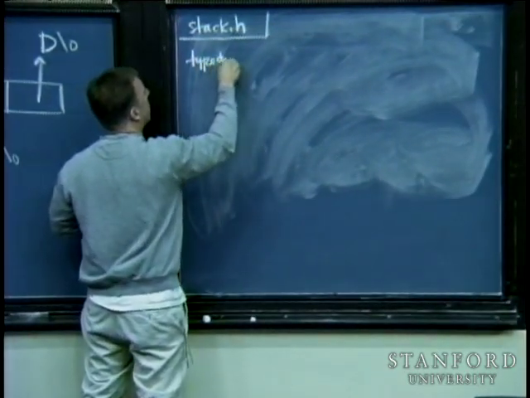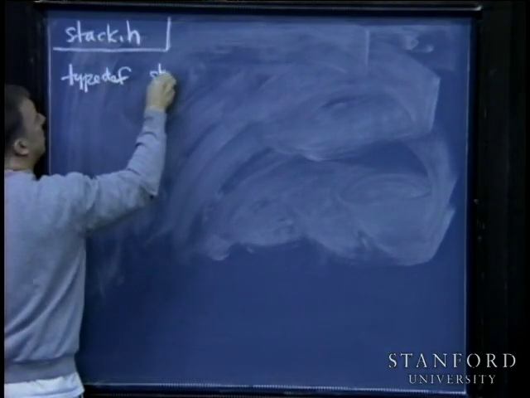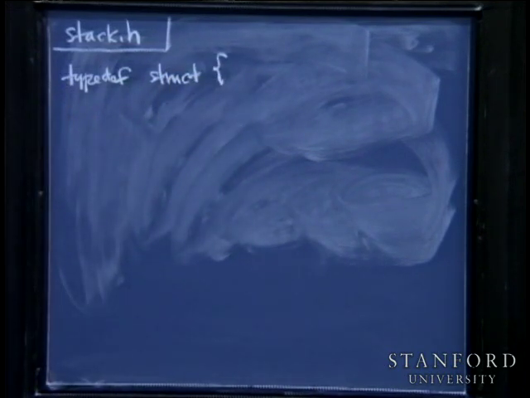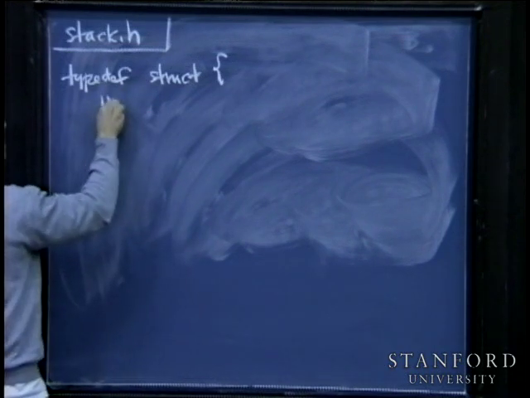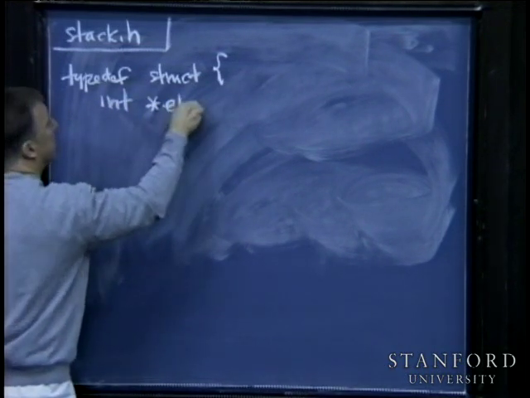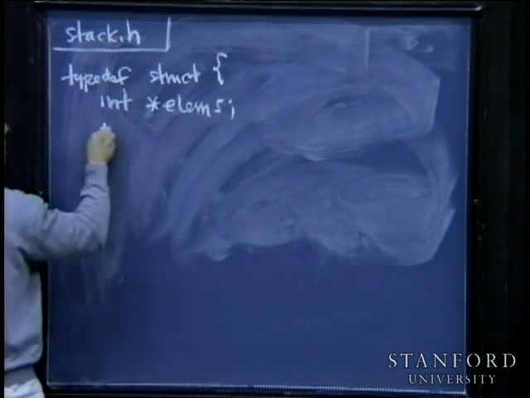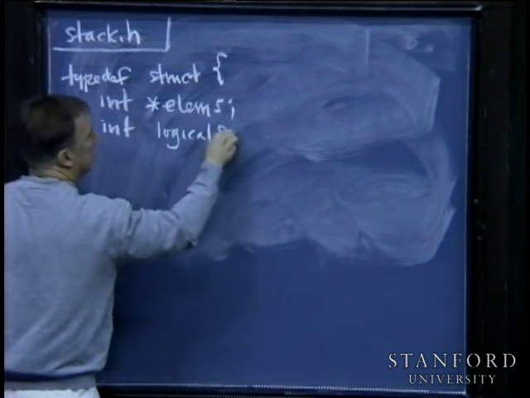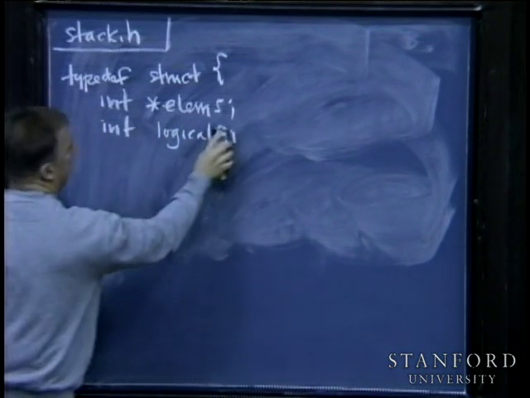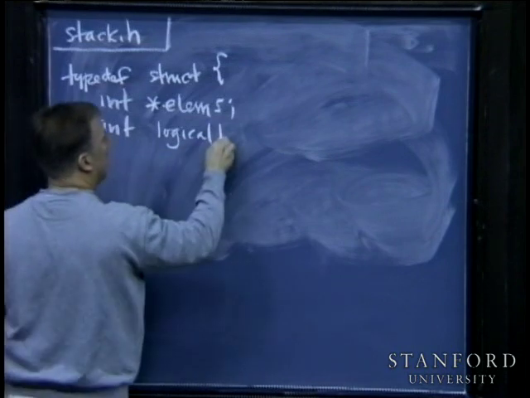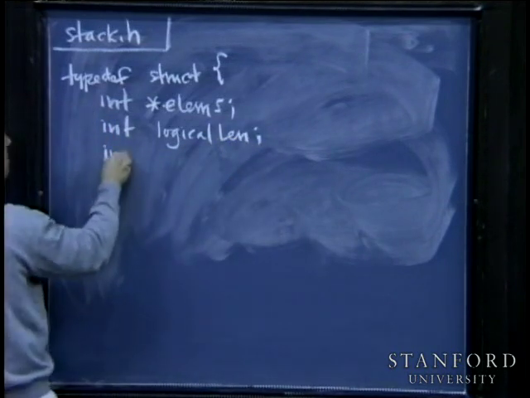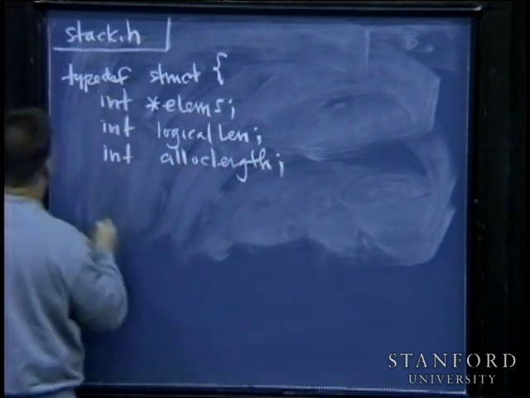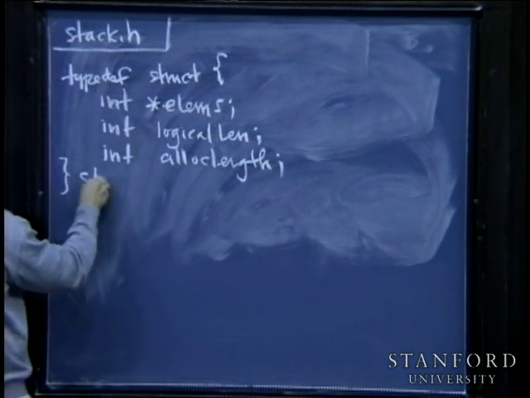Typedef struct. The typedef keyword is required in C, it's not required in C++. And then I want to do the following. Int star elems. Int logical length. Int allocated length. And that is it. I want to call this thing a stack.